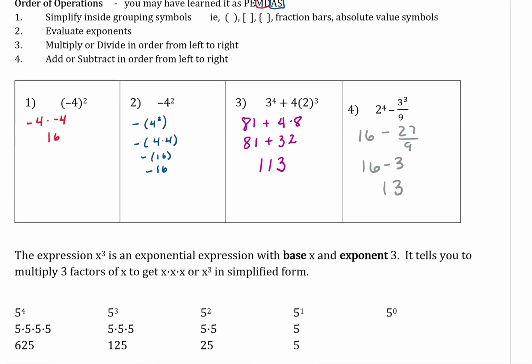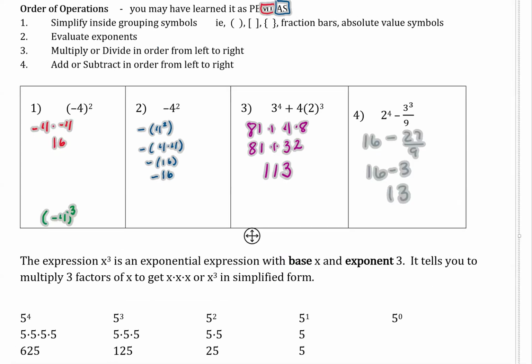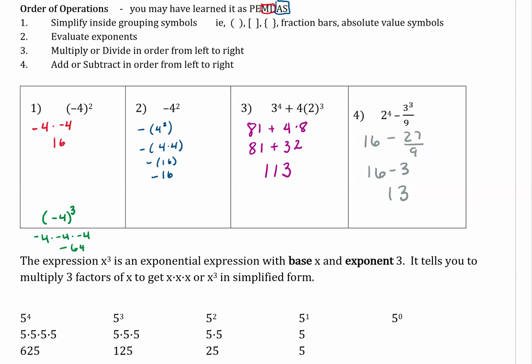All right, I want to take another look here at number 1 and number 2, and look what happens if we have odd exponents. So if we have -4 cubed, again, our base is -4, so that would be -4 times -4 times -4, which is -64. If we have it written with the negative and then the 4 and then the cubed, this is the opposite of 4 cubed. So this would be -64 as well, but notice the work.